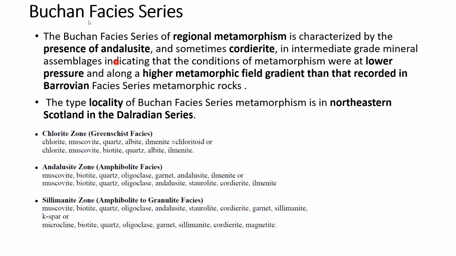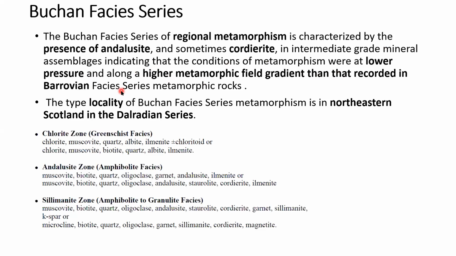Now if we talk about the Buchan facies series, this is another one. The Buchan facies series is regional metamorphism. It is characterized by the presence of andalusite and sometimes by cordierite. These are also its characteristic minerals. There may be questions: the Buchan facies series is characterized by the presence of andalusite or cordierite. So this is important. The intermediate grade of mineral assemblage indicates that the conditions of metamorphism are at lower pressure and a higher temperature field gradient than that recorded in the Barrovian one.